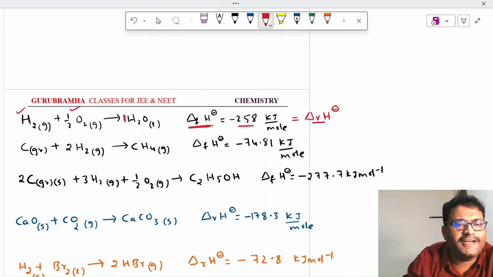In the same way, here carbon in the form of graphite and in the solid state.